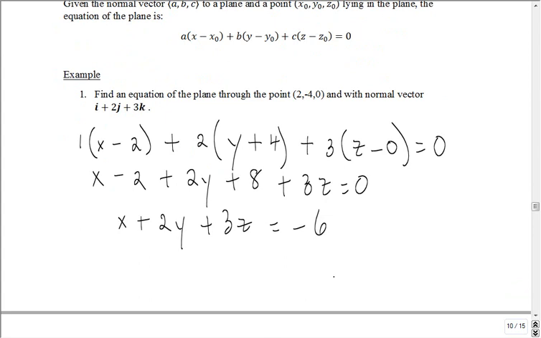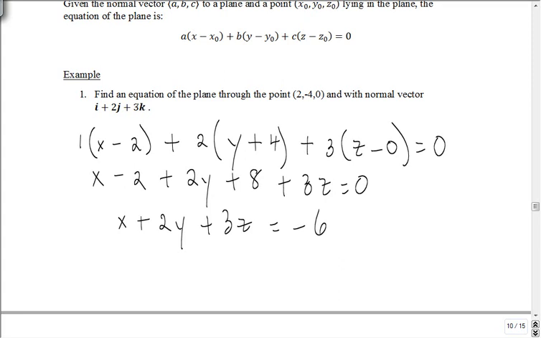Note, again, I want to point out these things to you because it will help you when you get these word problems. When you have an equation of the plane, the coefficients of x, y, and z would be the normal. Notice that. The coefficients of x, y, and z are the components of the normal.